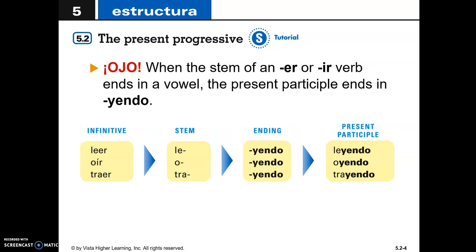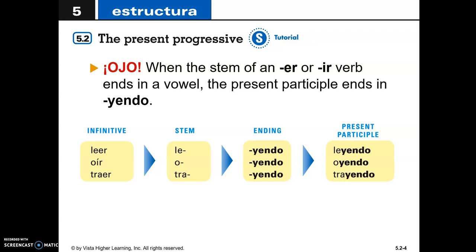When we're talking about an ER and IR verb that ends in a vowel, that means we've taken off our ER ending, we've taken off our IR ending, and we're left with a vowel, we actually have to use our new participle ending, -yendo. Okay, so leer would become leyendo. We would not write it as L-E-I-E-N-D-O. We must change that I to a Y.